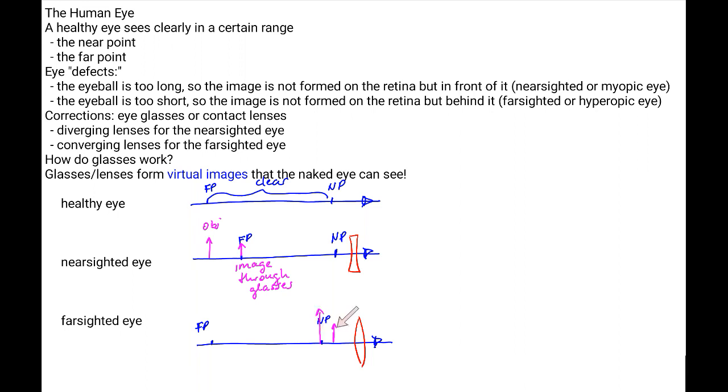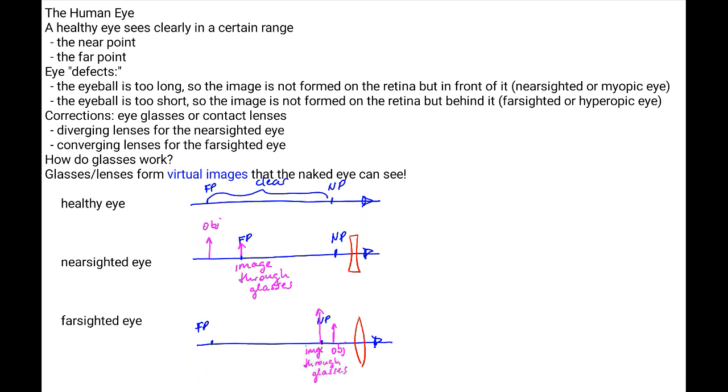So remember that in converging lenses you can get two types of images. You can get both virtual and real. Well, for glasses it doesn't make sense to form real images, because real images would form back here all the way through the lens, and then the eye can't see them anymore. So we want virtual images that are formed on the same side as the object so that the naked eye can see it. I should mark here, this is the object and this is the image through glasses.